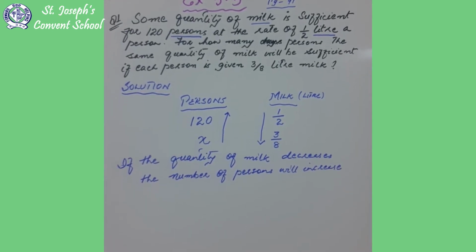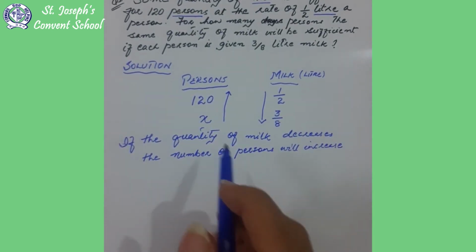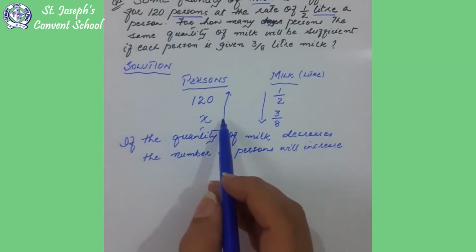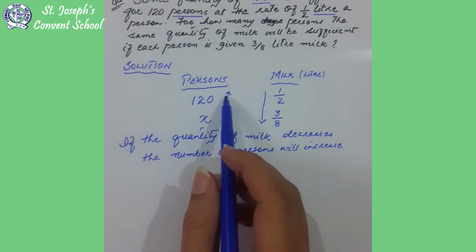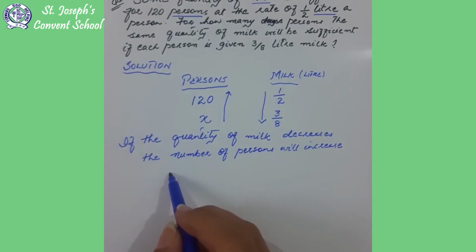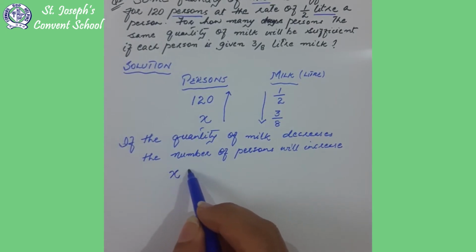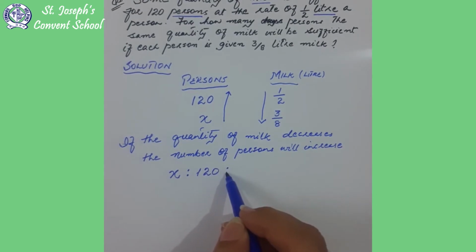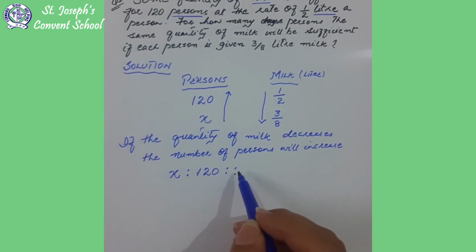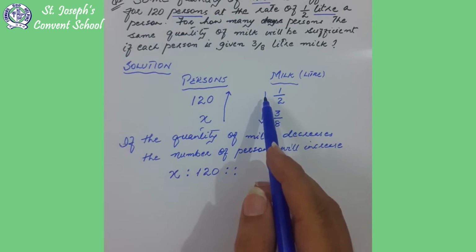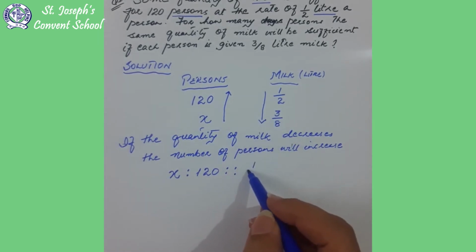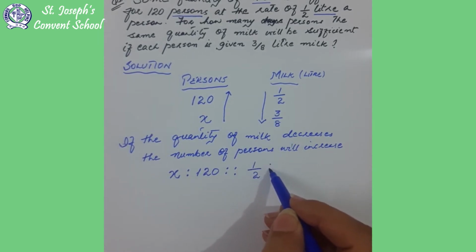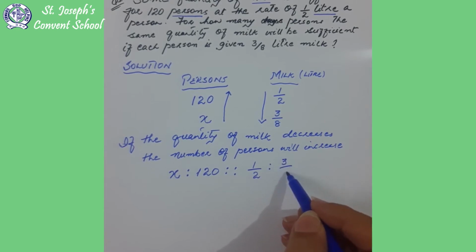Okay, let's write it again. I told you before how we write it. We start from the tail, and then we go up. X is to 120. X is to 120. Then proportion sign. Again start with the tail, and then here 1 upon 2 is to 3 by 8.